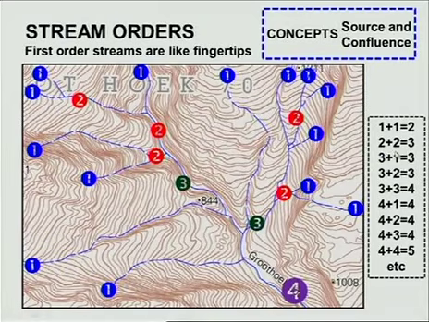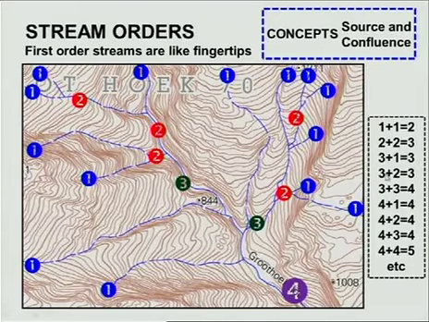Second order stream plus a second order stream gives a third order stream. Have you got that? Third order stream plus a first order stream remains a third order. Now this is a very important thing coming through here. If you've got a third order stream and it's been joined by a first order stream, then the highest order stream goes through. So this means it remains a third order stream.